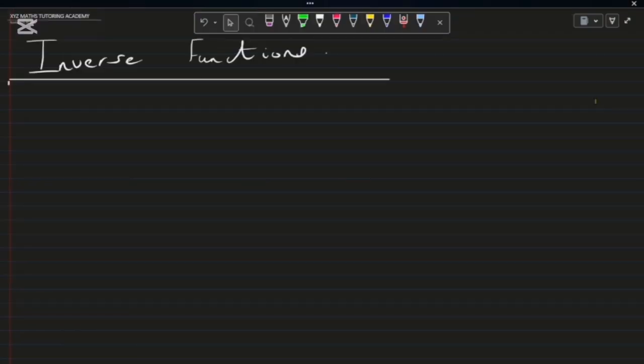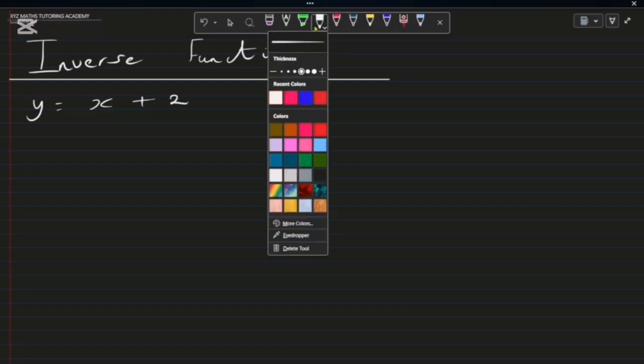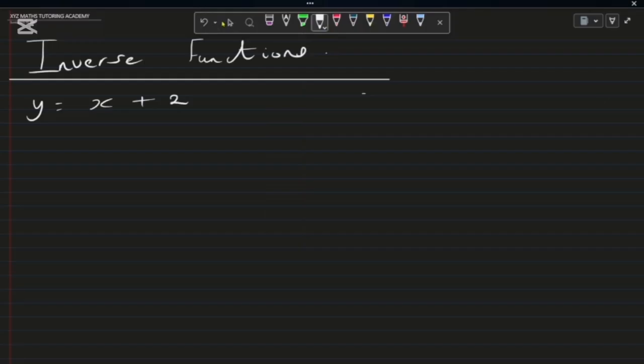Okay, so today we are looking at inverse functions. So what is an inverse function? Let's consider a graph, y is x plus 2. We did sketch this graph in the previous session, so let's just do it quickly.